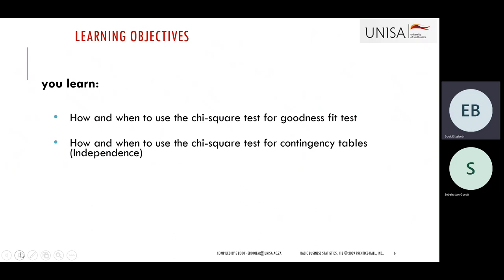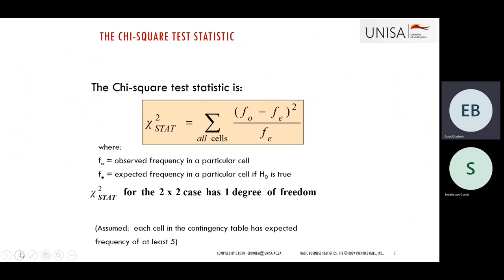By the end of the session, you should learn how and when to use the chi-square test for goodness of fit, and how and when to use the chi-square test for contingency tables, which is for independence. Whether we're doing it for goodness of fit or for independence, we're always going to calculate the test statistic. The test statistic for chi-square, the Greek letter chi, squared, is the sum of your observed frequencies minus your expected frequency, squared, divided by your expected frequency.